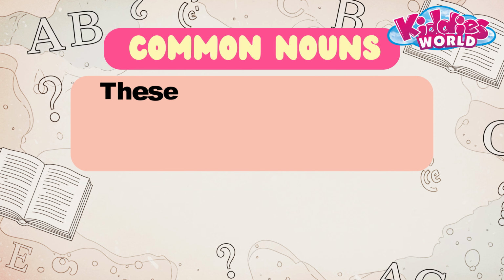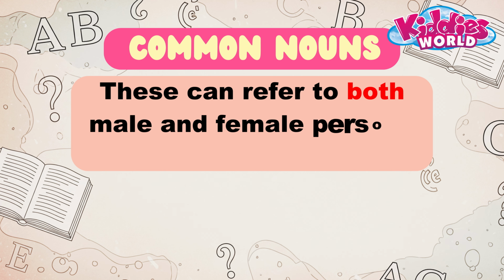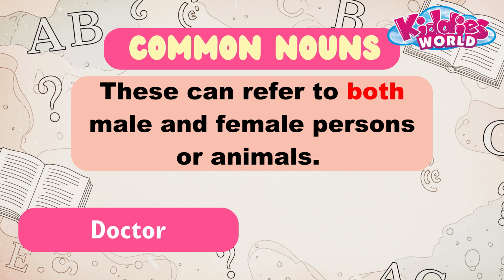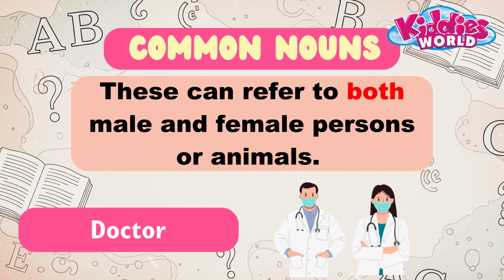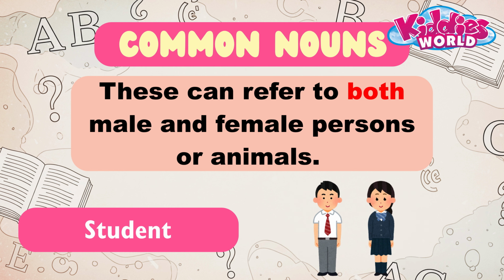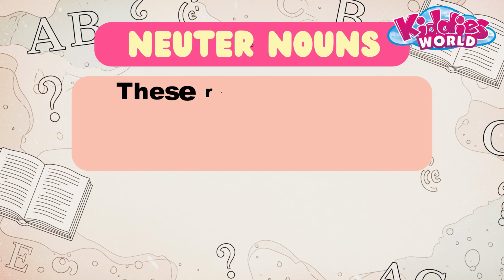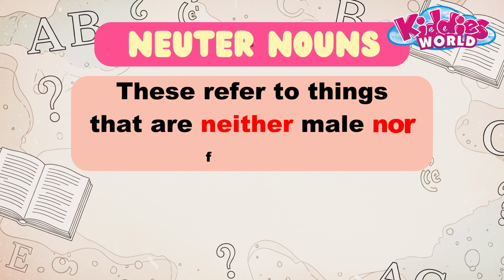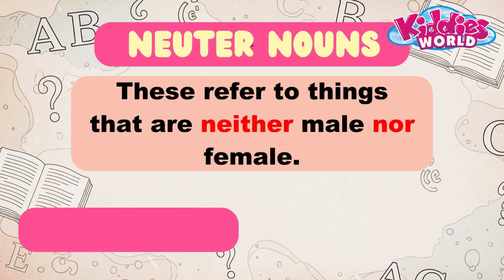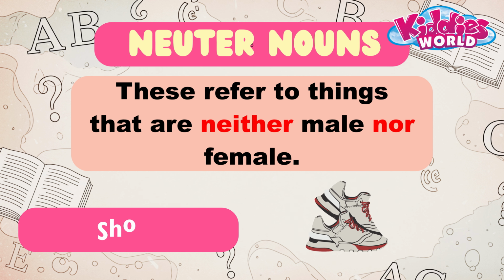Common nouns. These can refer to both male and female persons or animals. For example, doctor, it can be a man or a woman. Teacher, student, friend, parent. Neuter nouns. These refer to things that are neither male nor female. For example, chair, pen, book, table, ball, shoes.